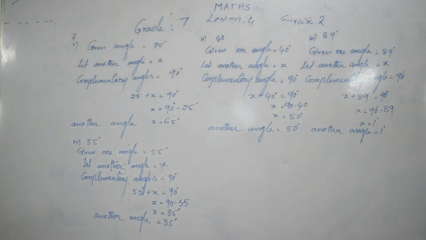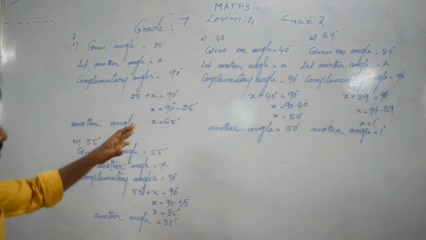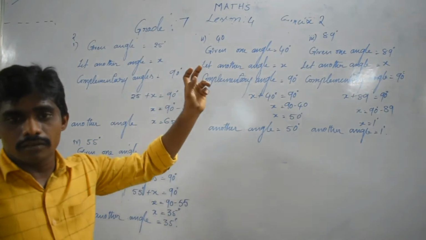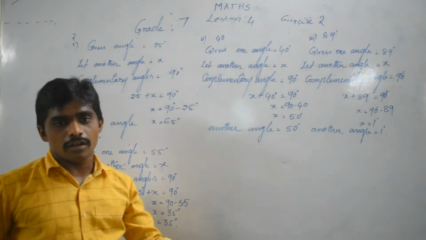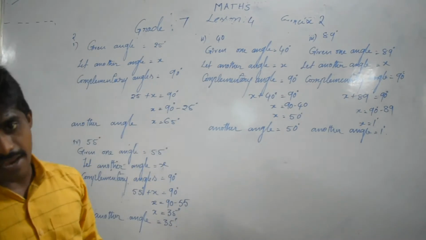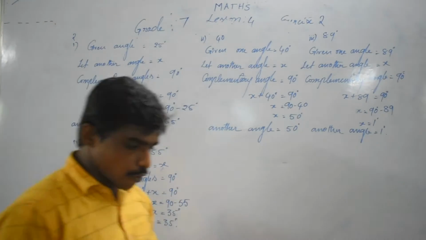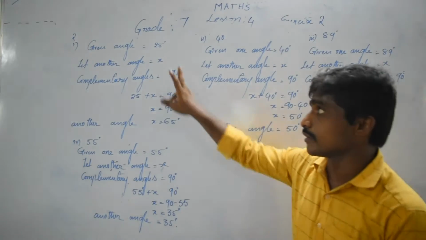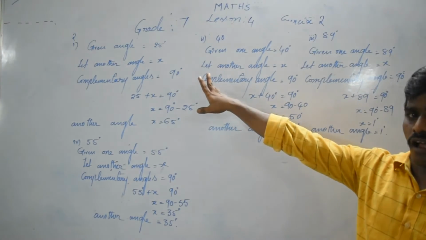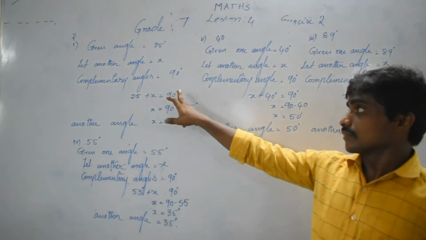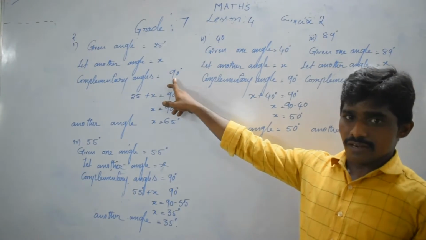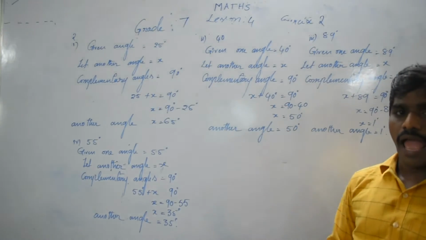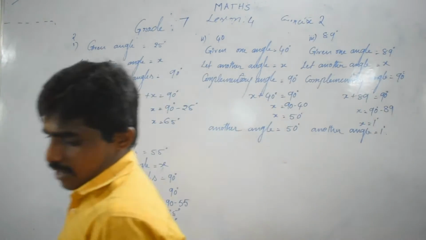So here all the problems are like this only. One angle given, another angle not given, and the two angles sum to 90 degrees. Find the other angle. So in any class, this is the only type of model. One angle given, another angle not given, or sum given and both are asked. So find the angles.